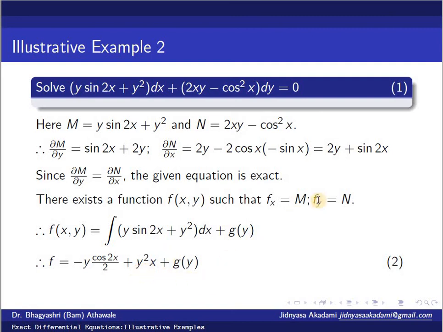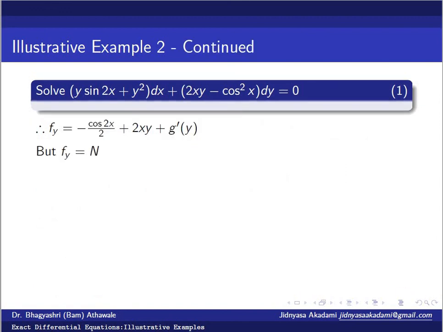So to find that g of y, we are going to use that ∂f/∂y is equal to n. So differentiate this f with respect to y. It is minus cos 2x by 2 plus 2xy plus g dash y, and equate it with n. So we are getting minus cos 2x by 2 plus 2xy plus g dash y equal to n, which is 2xy minus cos square x. Now 2xy will get cancelled with 2xy. And g dash y is nothing but cos 2x by 2 minus cos square x, which contains terms of x.